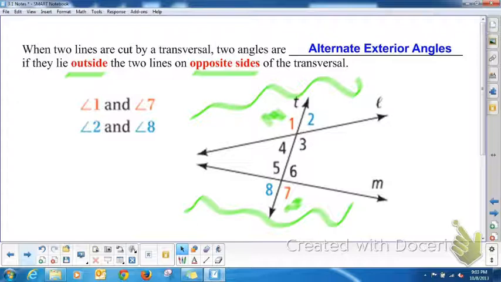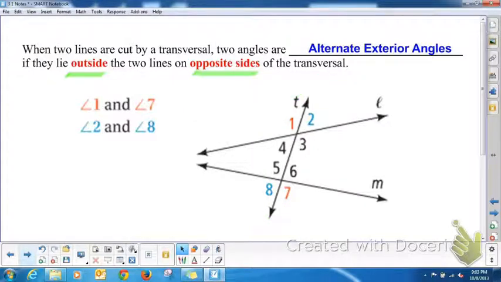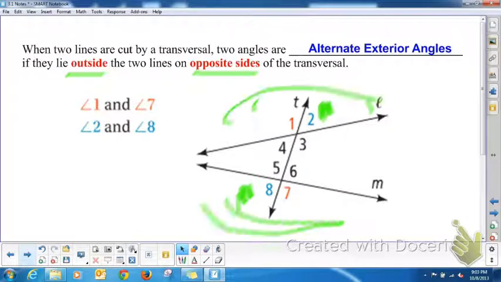Up, down, left, right. 2 and 8 are another pair of alternate exterior angles. And again, they are on opposite sides of the transversal. 8 is on the left, 2 is on the right. 8 is down, 2 is up. And they're on the exterior, on the outside of these lines. Alternate exterior angles.